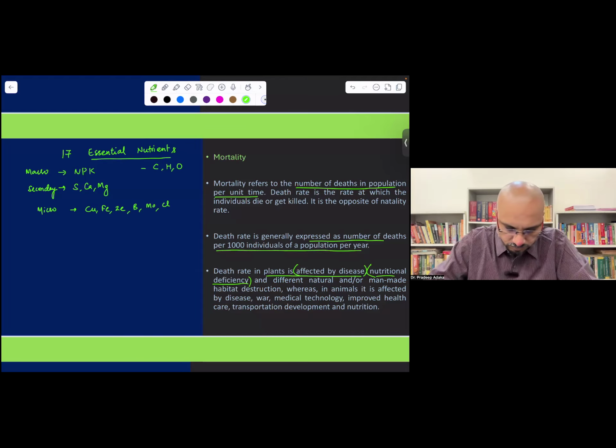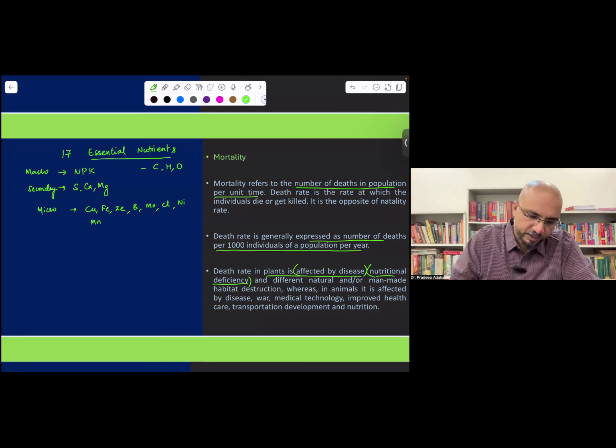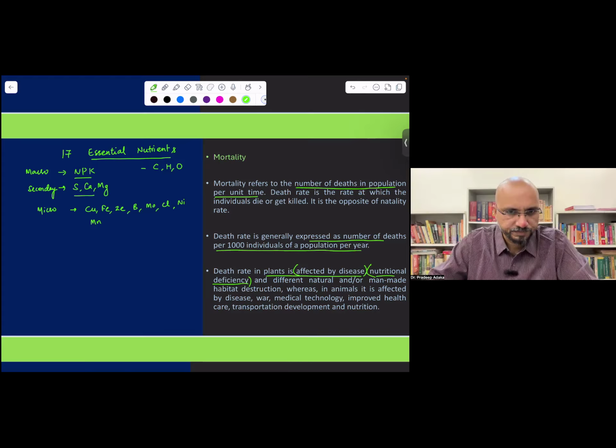How many are there? 9, 10, 11, 12, 13, 14, 15. Two more are there: nickel and what am I missing? Manganese. 9 and 8, 17. So these are your essential elements. Even if one is deficient, the plant will not be able to complete its life cycle. Macro, they are called macro because they are required in larger quantities. Secondary, they are also required in higher quantity, but not as much as macro. Micro, they are required in very small quantities, in ppm, right?